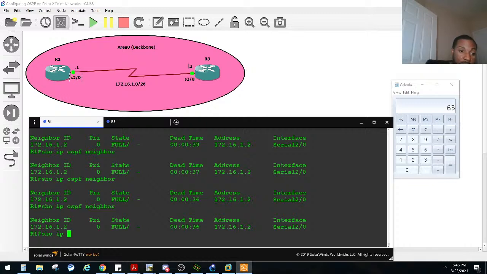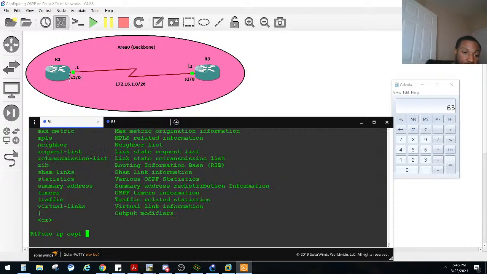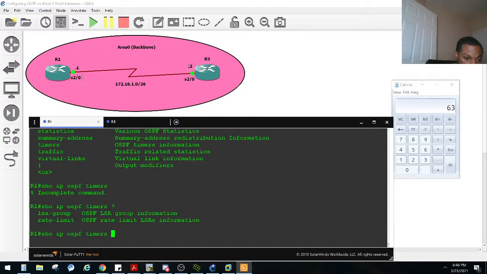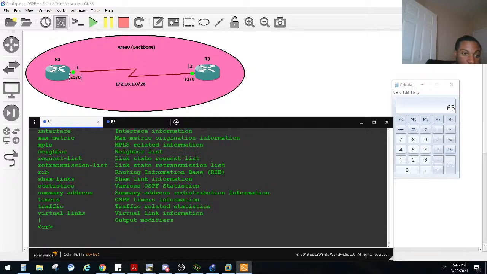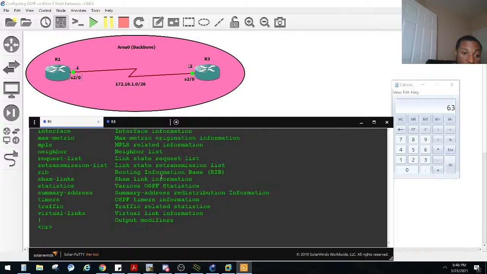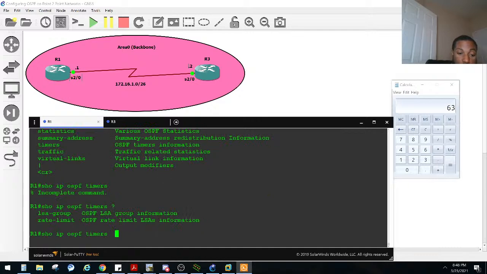Show ip ospf. What else could we do? Timers, maybe? I believe it's timers we can see that with. Nope. Timers, LSA group, rate limit. Nope, that's not what I wanted to see. Border routers. There's a lot we can talk about today, but I don't want to throw too much at y'all and get lost in here.